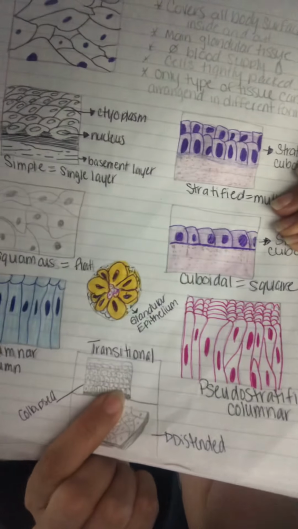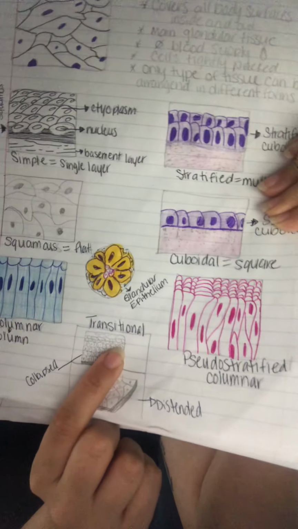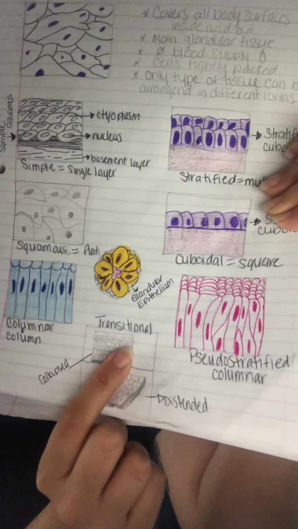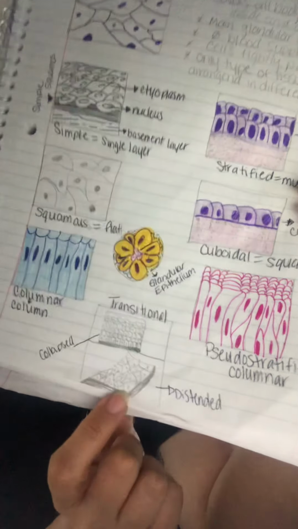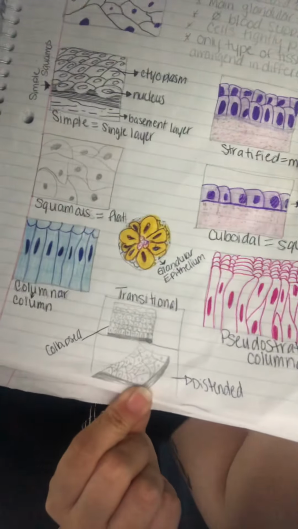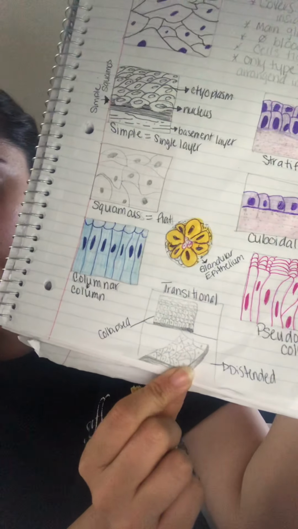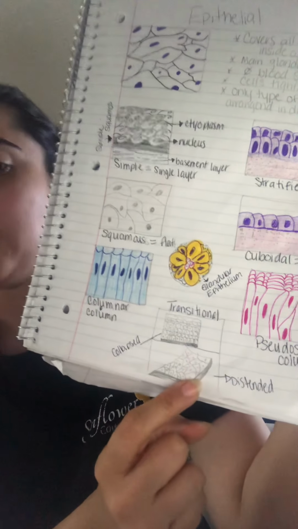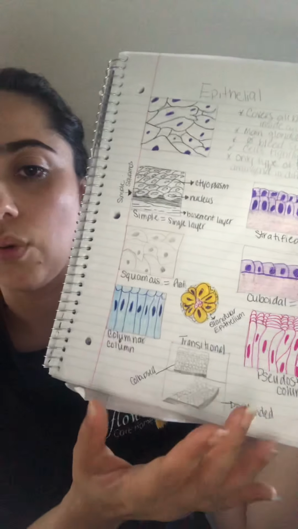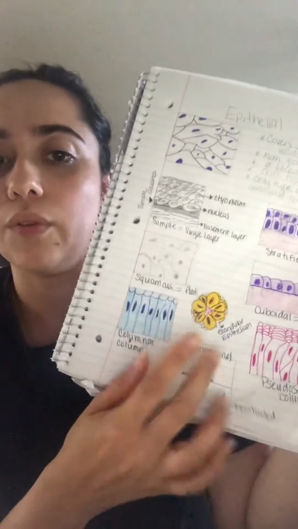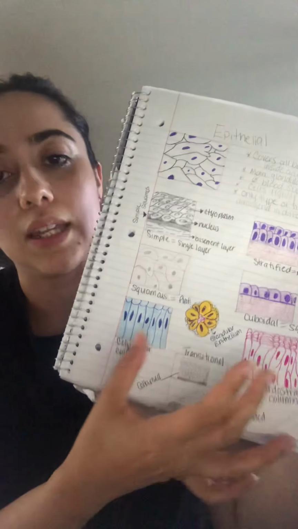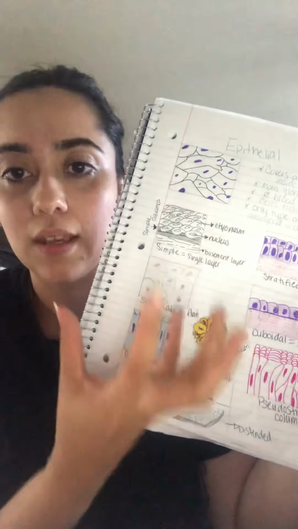And then the transitional, which is down here below. With this one, it does stretch. As you can see, I think this one down here is distended, and it makes sure that if it does get full, for example, it can be seen in the urinary bladder. If it does get full of urine, it makes sure that it does not leak out. The fluid does stay within the tissue.